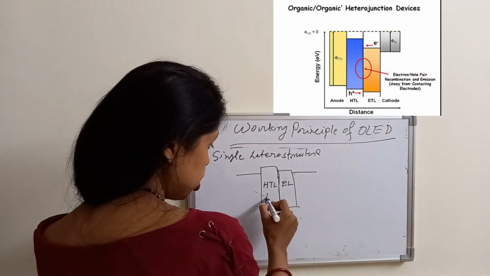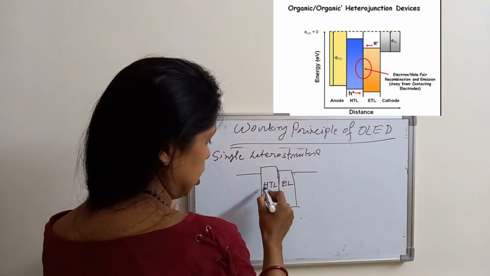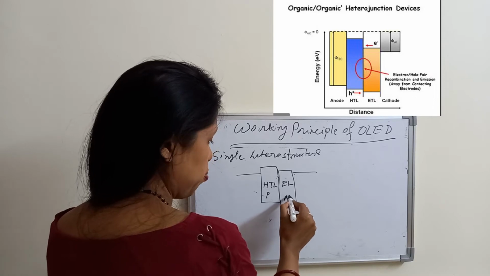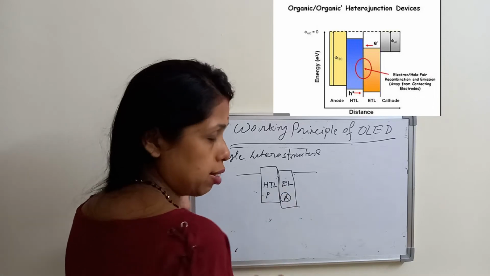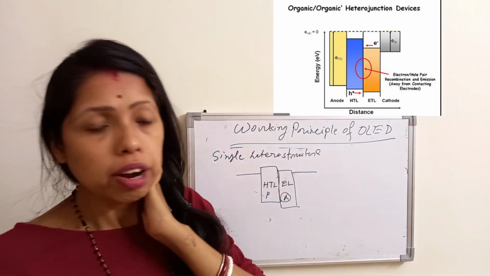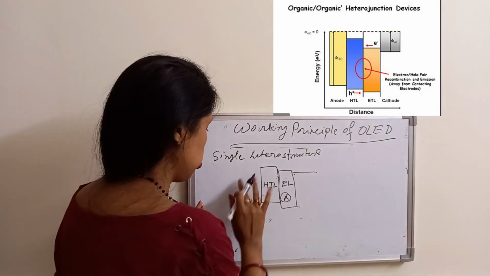This is the p-type. You have to use the p-type material for the hole transport layer, and for the emission material, you can use the n-type. In this case, where will the recombination take place? So normally, what will happen?